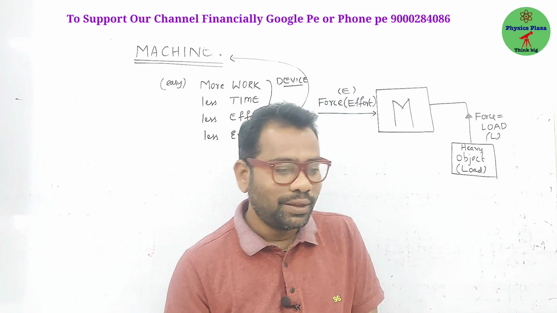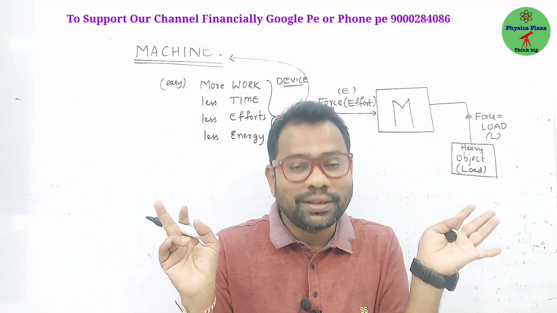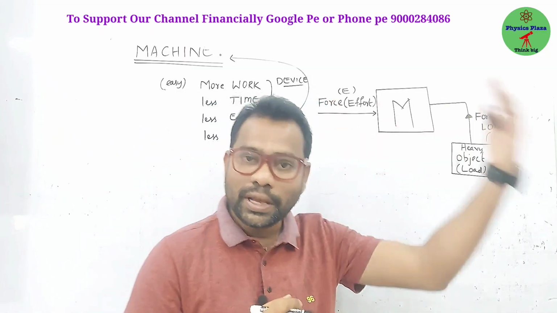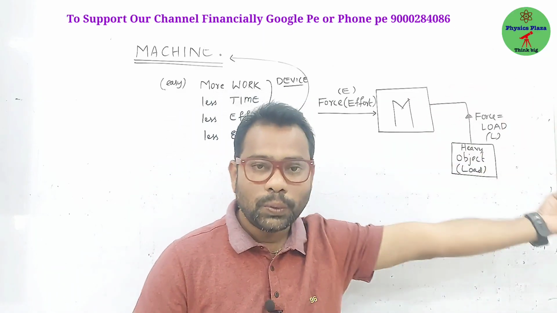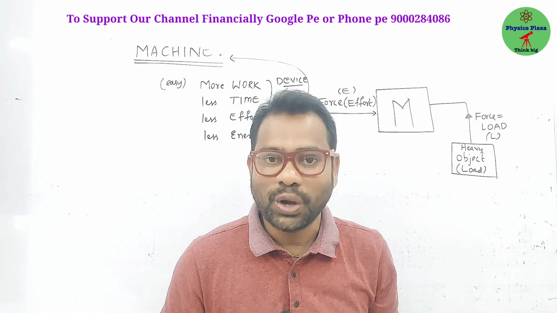Like this you learned in LKG: A for apple, B for ball, C for cat. Like that here, E for effort, L for load. Don't say M for machines. It is not in the textbook. I just said it casually. Okay, fine.